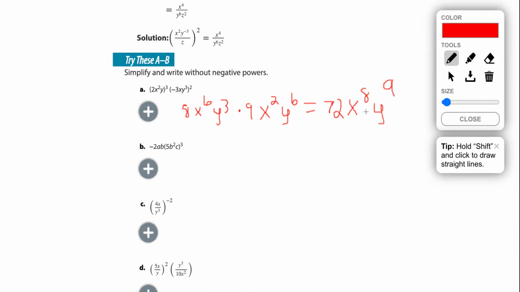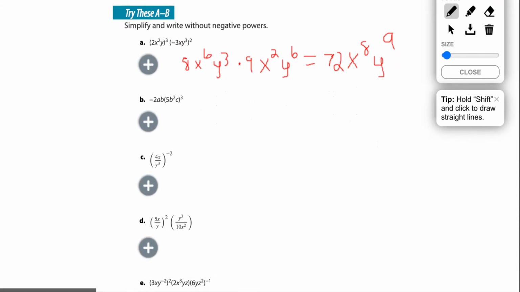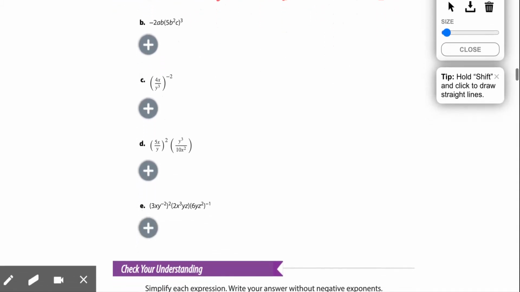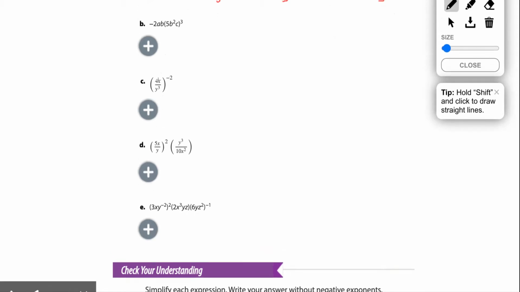So 72, x to the 8th, y to the 9th would be one of the answers that I'll accept on that kind of stuff. Okay, let's try C real quick. You have 4x over y cubed, all of that raised to the negative 2. Well, let's think about this real quick. Negative exponent means I need to take the reciprocal, so it'd be 1 over 4x over y cubed, all of that squared.